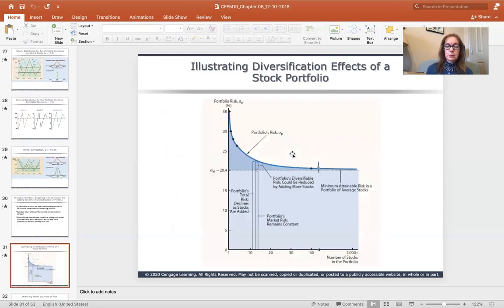So what they're saying here in this chart is that you have two types of risk. You have portfolio risk and you have market risk. Portfolio risk is also called diversifiable risk, or unsystematic risk. This is risk that can be diversified away by buying a basket of stocks. Market risk, or systematic risk, or non-diversifiable risk, you can't get rid of.